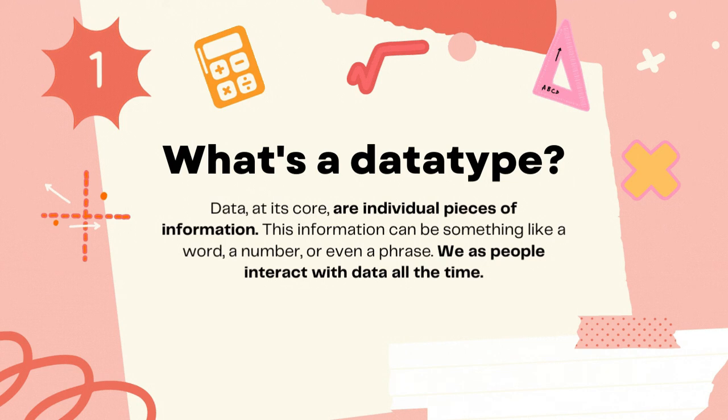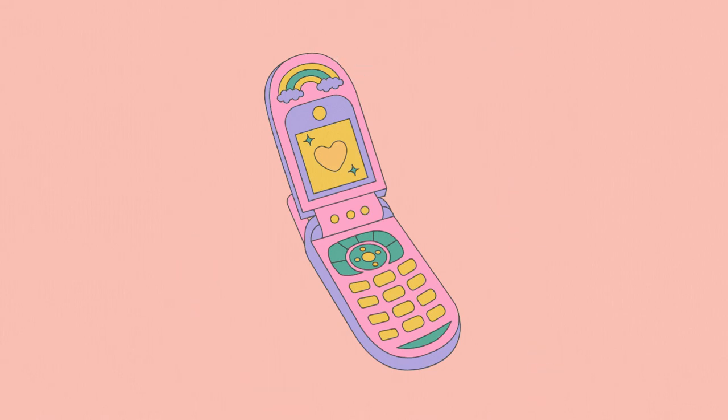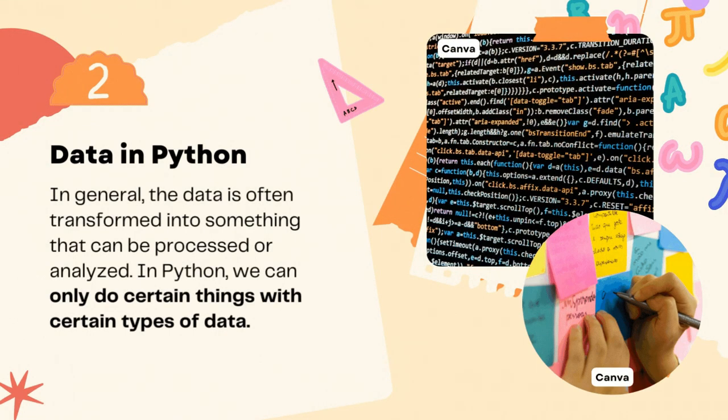Let's break apart the term data type to understand more about what data types are. First, we have the data. Well, what is data? Data, at its core, are individual pieces of information. This information can be something like a word, a number, or even a phrase. We as people interact with data all of the time. The fact that my phone case is pink, for instance, is a piece of data. And the fact that my phone has a camera is another piece of data. In general, the data is transformed into something that can be processed or analyzed.